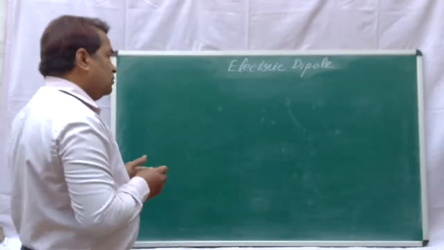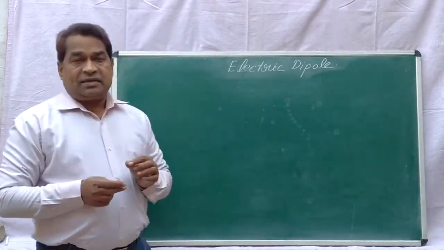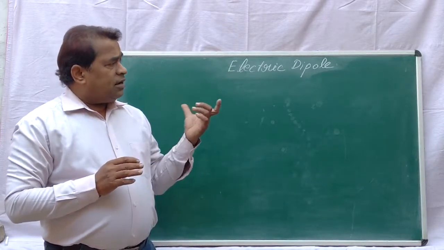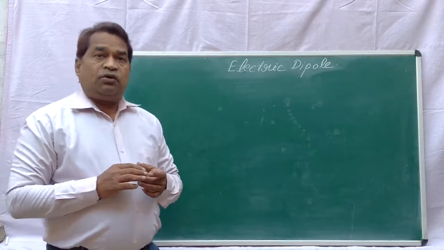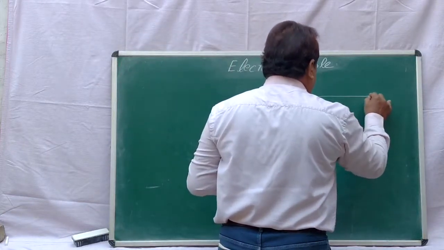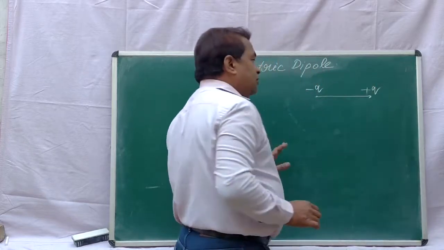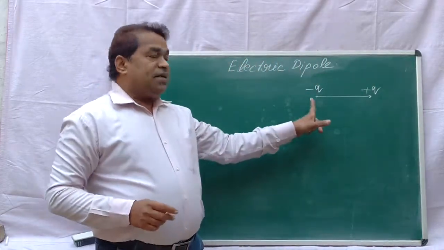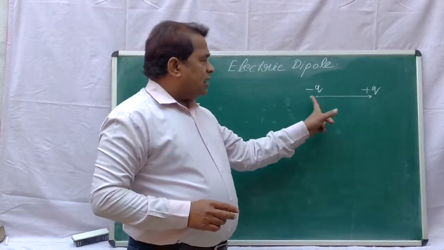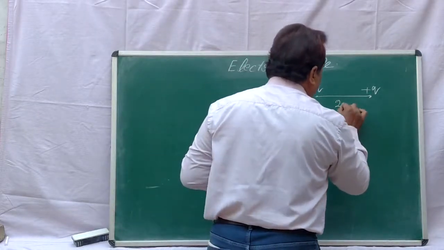First of all, we must know that when two equal and opposite charges are separated by a small distance, it is known as an electric dipole. Suppose here we have two charges, one is minus q and the second one is plus q. And let the distance between the two charges be 2a. This is 2a.